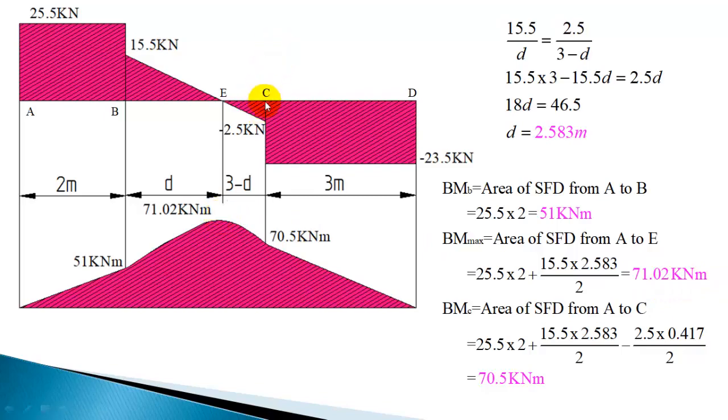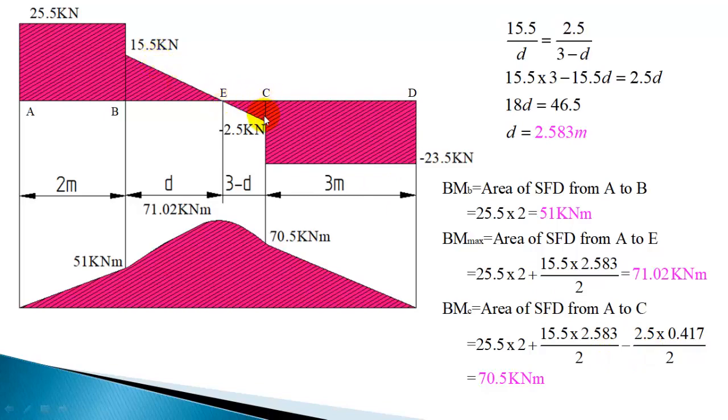Next, to calculate the bending moment at C, you have to calculate the area up to that point, from left hand. This total area up to E is known. That is 71.02. Instead of this calculation, you can take 71.02. So bending moment at C is summation of these three areas. These two areas are 25.5 into 2, rectangle area, and this triangle area, the same thing I have written.